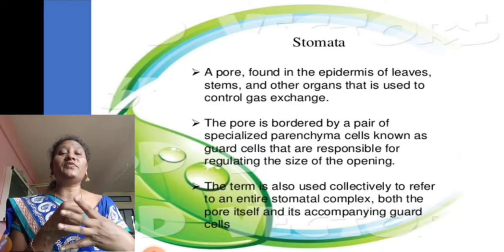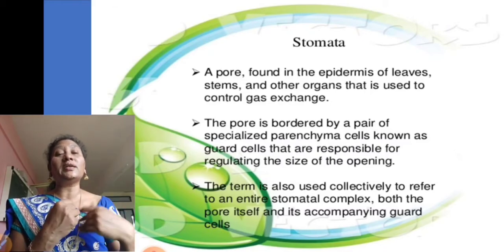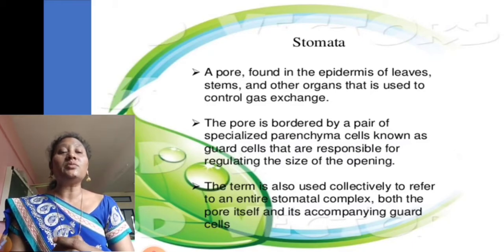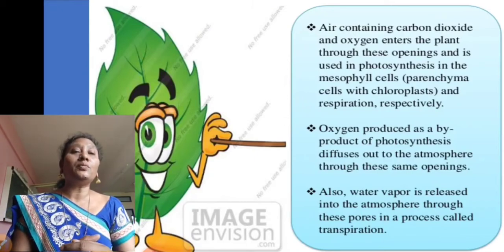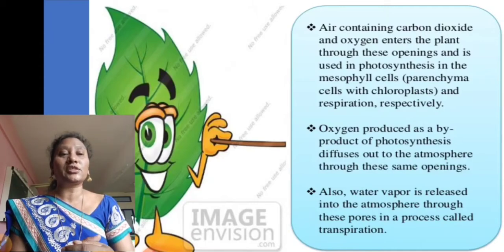When the guard cells open, gases can enter and excess water will be eliminated from the plant body. So the mechanism of closing and opening of the stomata is always controlled by the guard cells, which are on either side of the stomata. The term is also used collectively to refer to an entire stomatal complex, both the pore itself and its accompanying guard cells. On either side the guard cells support the activity of the pores. Air containing carbon dioxide and oxygen enters the plant through this opening and is used in photosynthesis.